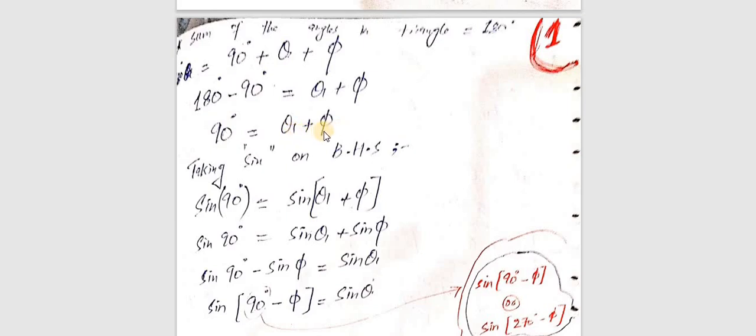Now taking sine on both sides, we get sine of 90 degrees is equal to sine of theta plus phi. So the equation becomes sine of 90 is equal to sine theta plus sine of phi. Sine of phi will move to the left of the equation, so sine of 90 minus sine of phi is equal to sine of theta. Now we will take sine as common and we will get sine of 90 degrees minus phi, which will be equal to sine of theta.